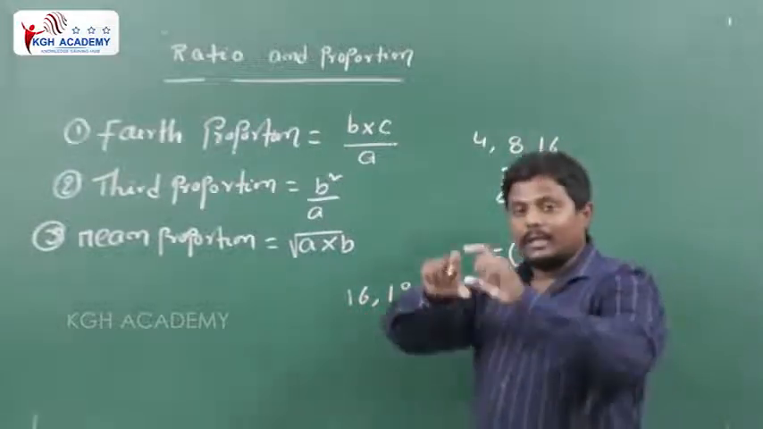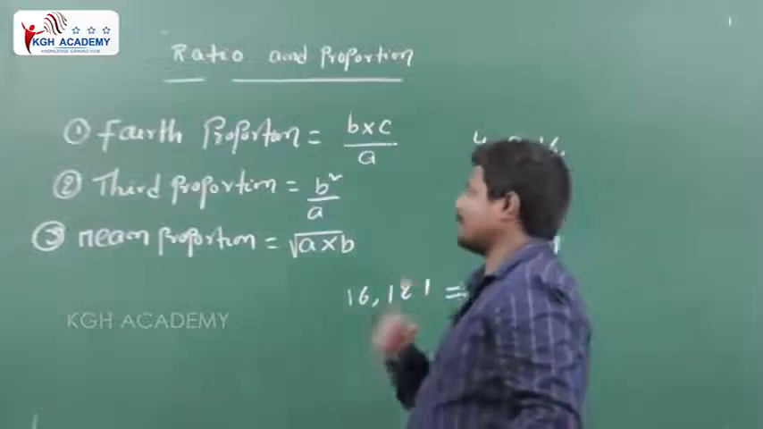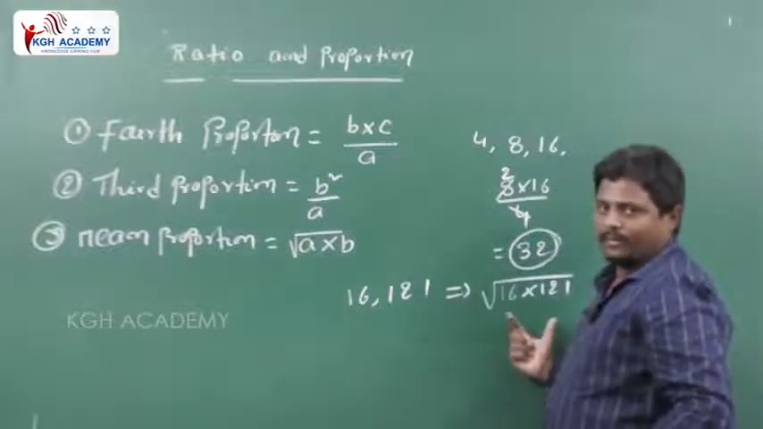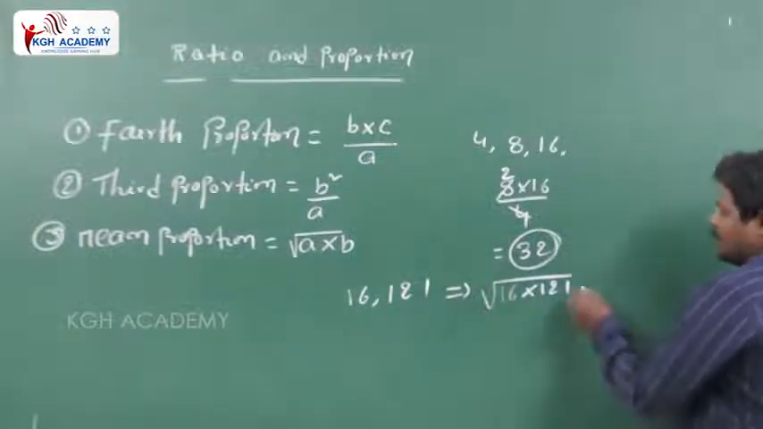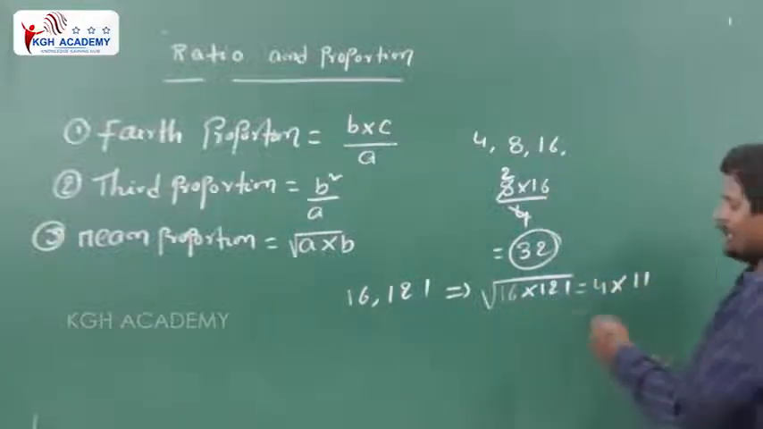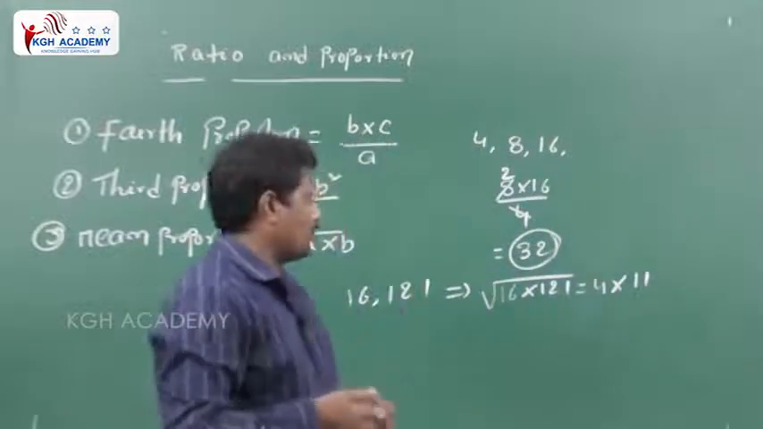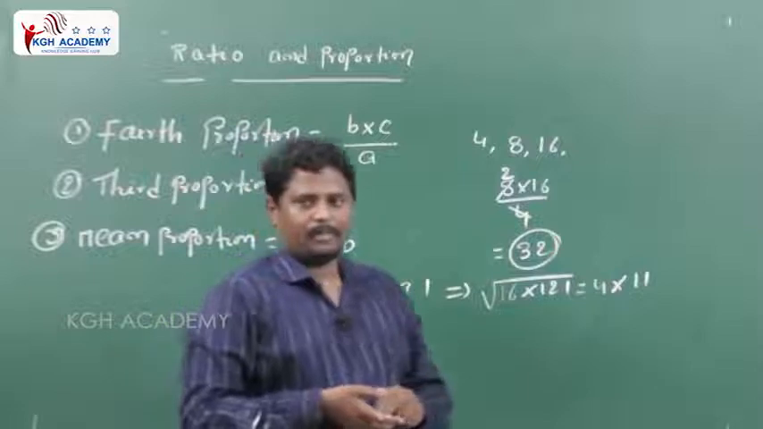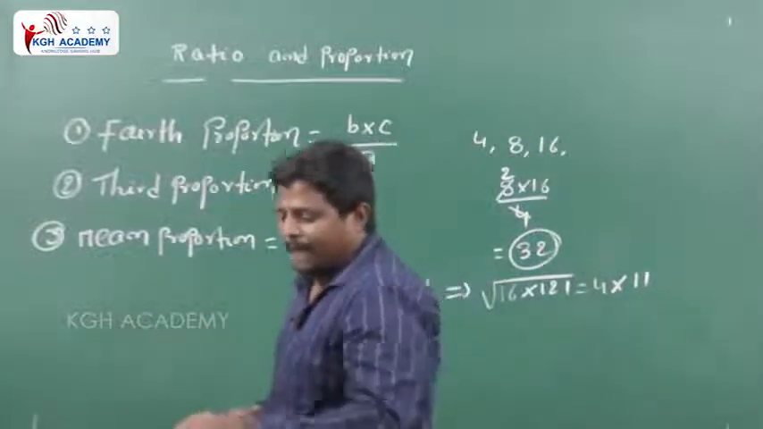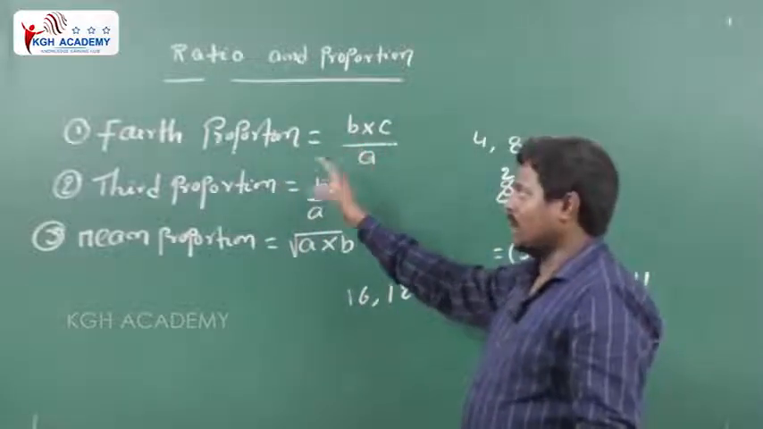We want the mean proportion of these two numbers only. He has not given all 4 numbers. He mentioned only 2 numbers. If he is asking about the mean proportion, just under root of 16 into 121. Root 16 is nothing but 4. Root 121 is nothing but 11. So 4 into 11 is nothing but 44. 44 is our answer. Okay, right. These are the formulas in proportion. This is the very basic topic, sir. Ratio formulas and proportion formulas are already over.